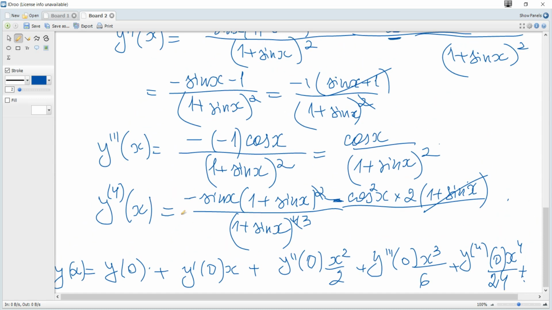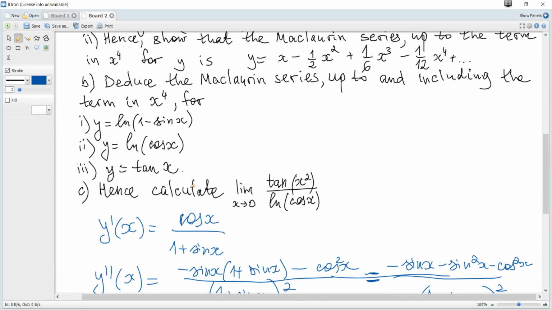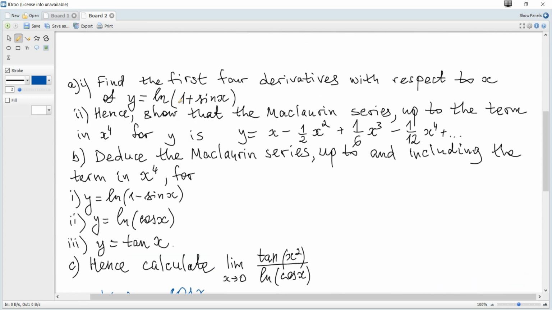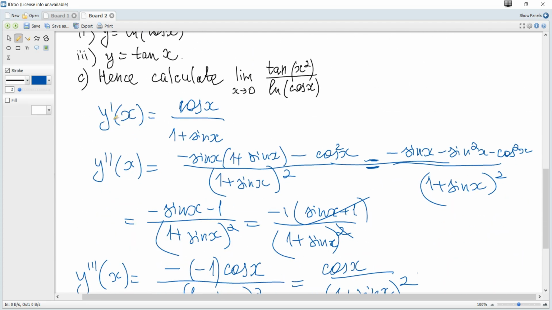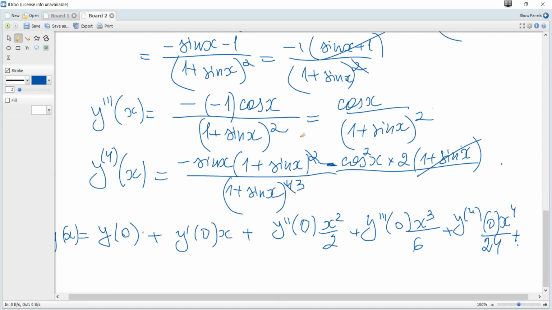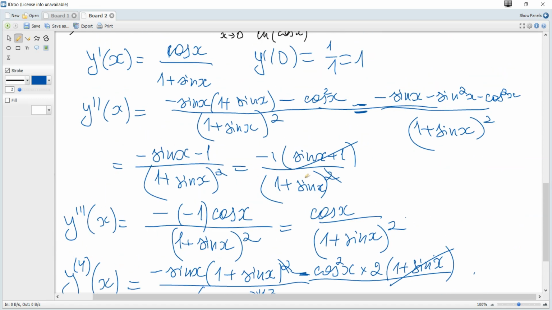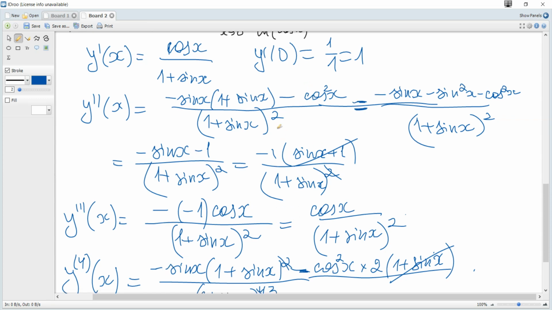And we need the function at 0. We can see that it becomes ln of 1, which is 0. And the first derivative at 0 is 1 over 1, which is 1. So it's 0, it's 1. The second derivative at 0, this one, we can see that it's -1 over 1, which is -1.